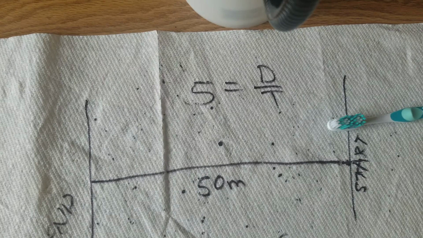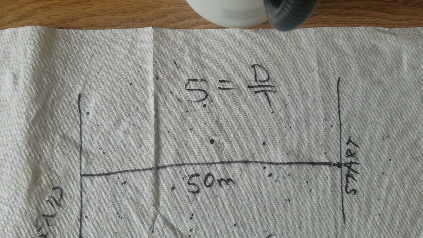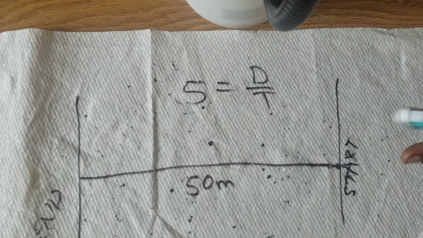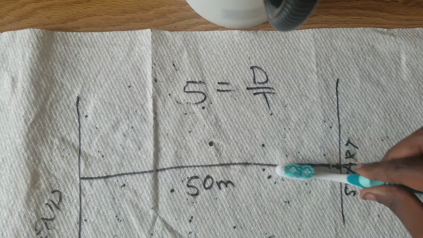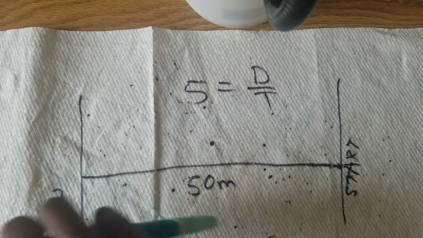So when we're talking about speed in this case, there are only two things needed to calculate speed, and those two things are distance and time. Distance is basically from our start here to our end. How long will, let's say, the cheetah take to finish this 50 meters? How long will the cheetah take to run 50 meters? What time is it going to take?